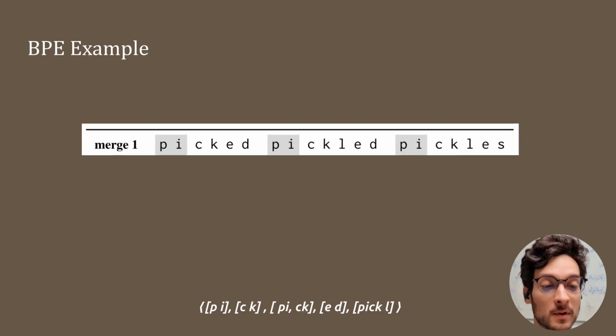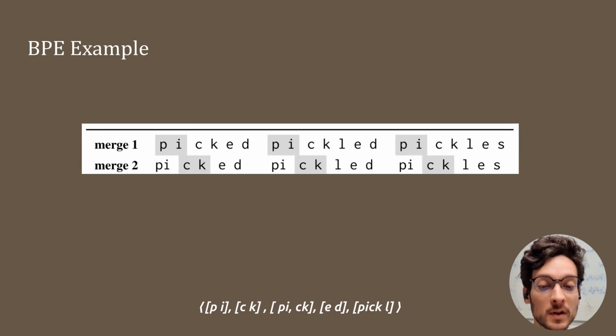And let's go through an example. We start by representing the input text as a sequence of separate characters. Then we look at which pair occurs the most frequently, which turns out to be P and I. And then we say that this is now a new token, and we treat P and I as a single token from now on. Then we repeat the process.